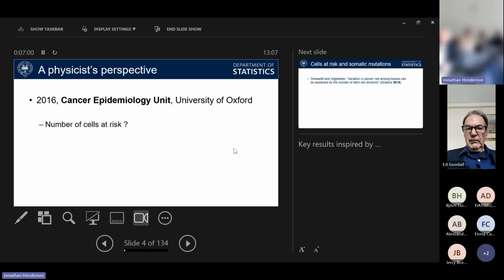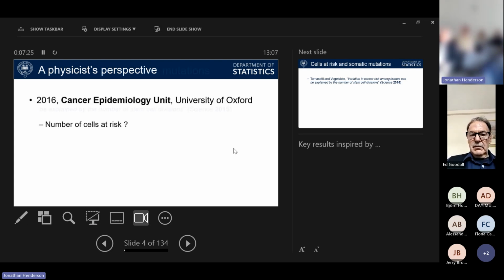The first thing that occurred to me is that if cancer is occurring due to mutations in cells and cells going wrong, then surely cancer risk could be proportional to the number of cells at risk. It turns out lots of people have gone through this exact same thought process, and there's something called the Peto paradox, which is to do with this.